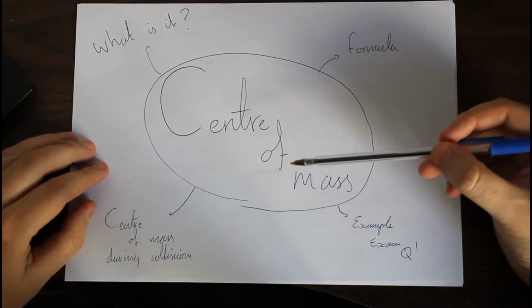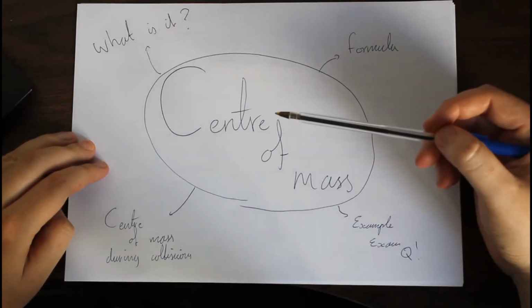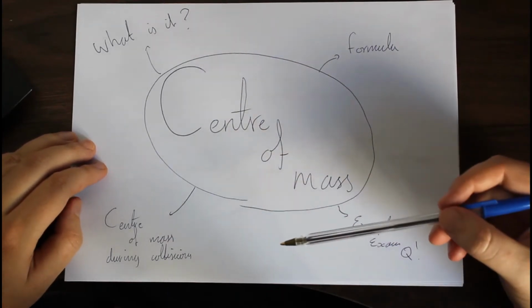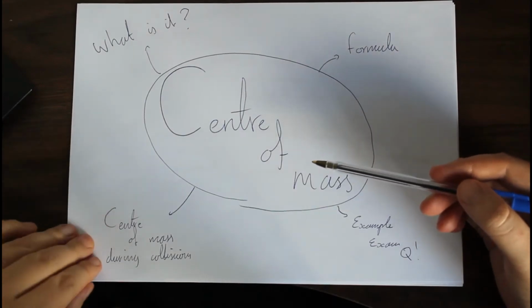Today we're going to be talking about centre of mass, specifically what it is, the formula we use for calculating centre of mass with multiple objects in play, centre of mass during collision, and go through an example NCEA question. Alright, let's get to it.